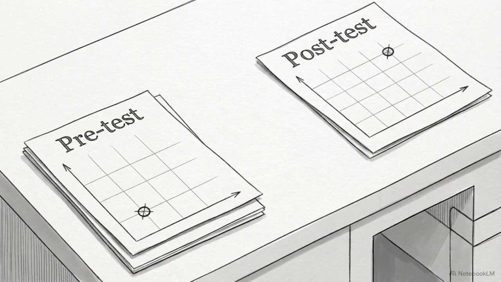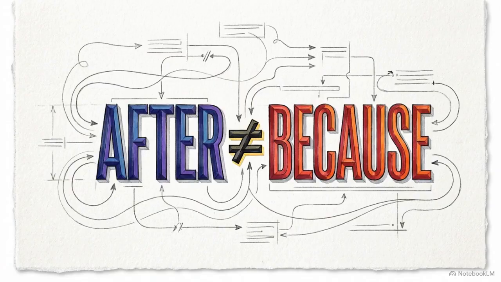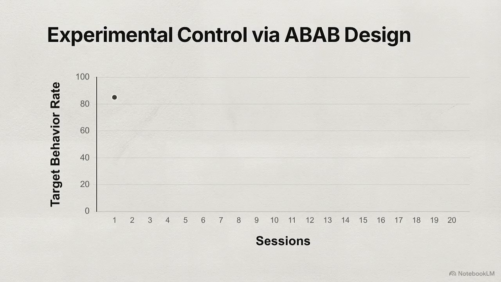Simple pre-test and post-test designs are flawed. Taking a measurement, applying a treatment, and measuring again only proves that a change happened after the intervention. It does not prove the intervention caused it. Look at this single subject graph. It demonstrates the reversal, or ABAB design. The y-axis tracks the dependent variable, the target behavior rate. The x-axis tracks sessions over time.